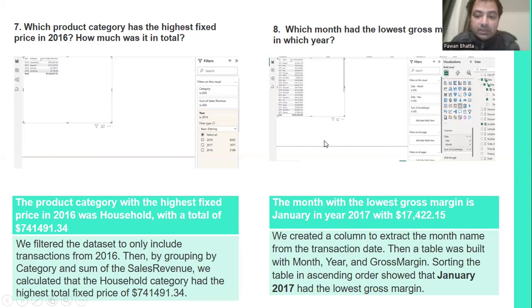And the next question, question number 8: which month had the lowest gross margin and in which year? The month with the lowest gross margin is January in the year 2017 with 17,422.15. We created a column to extract the month name from the transaction date. Then a table was built with month, year, and gross margin. Sorting the table in ascending order, we got that January 2017 has the lowest gross margin.